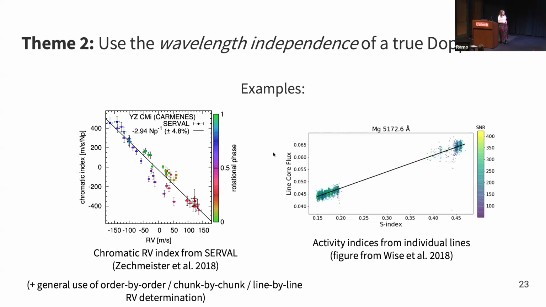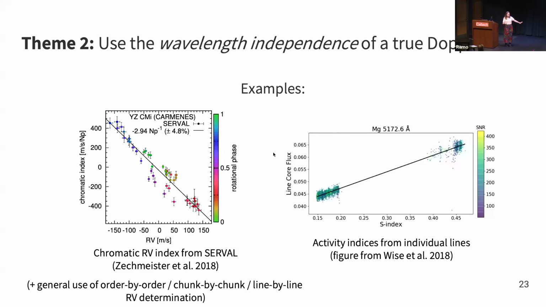This has given rise to things like chromatic radial velocity indicators, and I would tie this back to things that BJ was talking about earlier in terms of line-by-line radial velocities and chunk-by-chunk radial velocities, even order-by-order radial velocities. If you subdivide your RV measurements across the spectrum, you can then use that information to try and figure out how changes in the spectrum are localized.